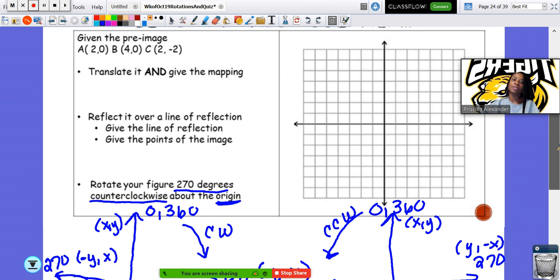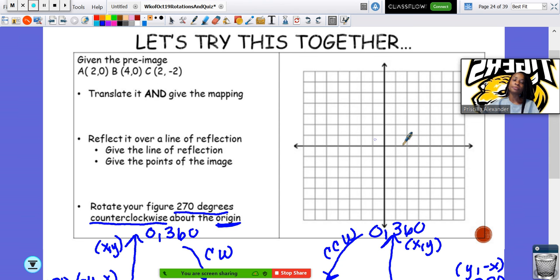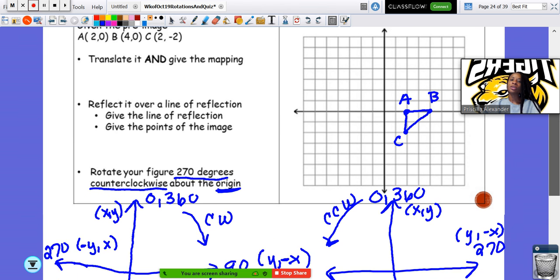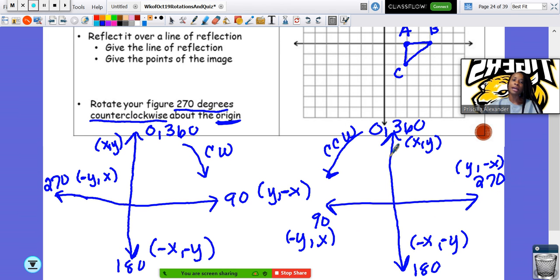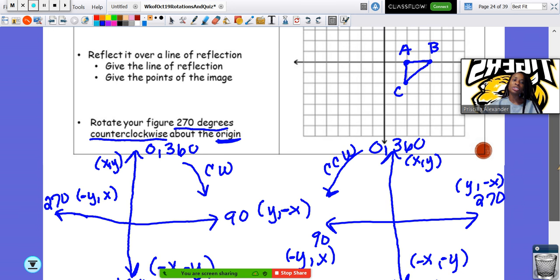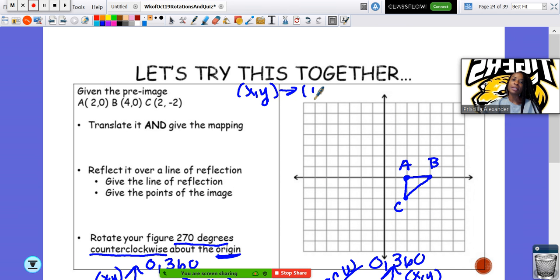Okay, so let's go get our pre-image, and we're going to do what this thing said. So this is A, this is B, and this is C. Okay, that's my pre-image. Now this thing told me to go 270 degrees counterclockwise. So I'm going to go look at my rules. I need to look at my counterclockwise rule, and 270 is right here. So the rule says switch X and Y and take the opposite of the X. So I need to switch X and Y and then take the opposite of whatever the X was.